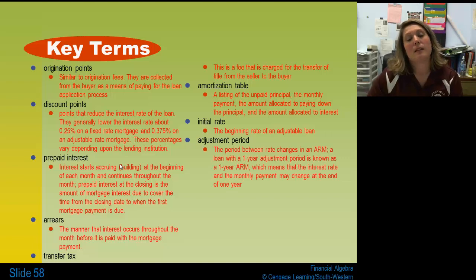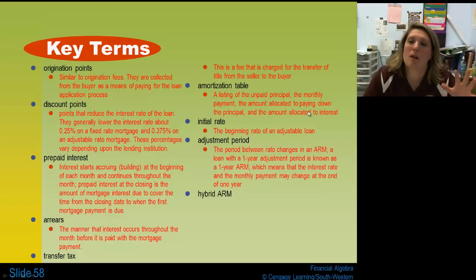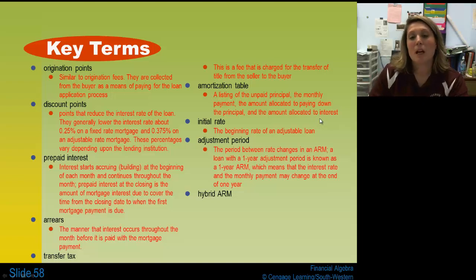An adjustment period. This is the period between rate changes in an adjustable rate mortgage, or ARM. A loan with a 1-year adjustment period is known as a 1-year adjustable rate mortgage, which means that the interest rate and the monthly payment may change at the end of 1 year. So it could go up, but it could also go down at the same time. So adjustable rate mortgages aren't really the greatest because, again, you have to account for that change in interest rate.